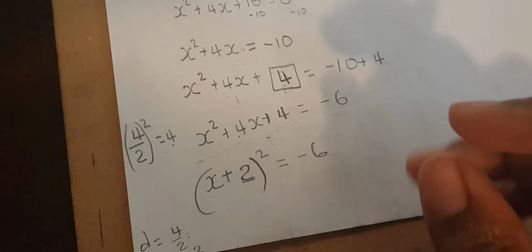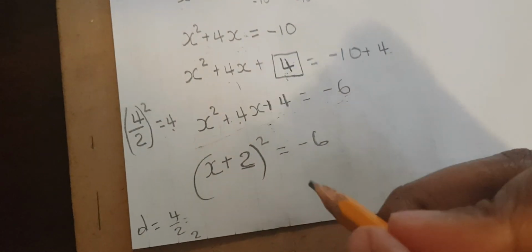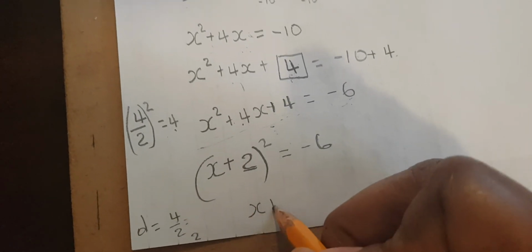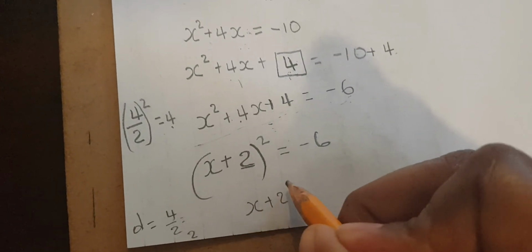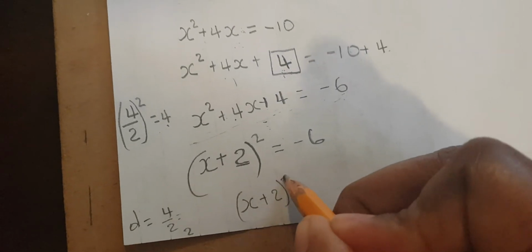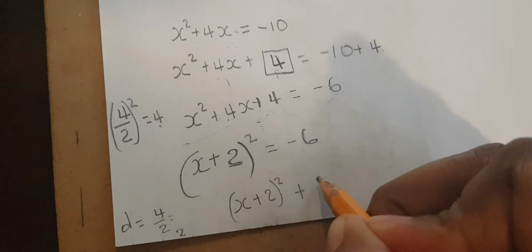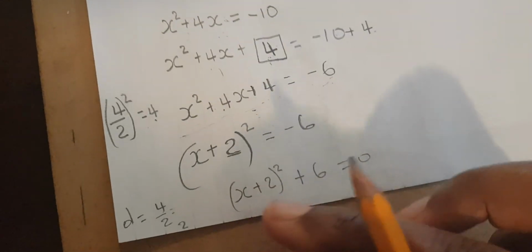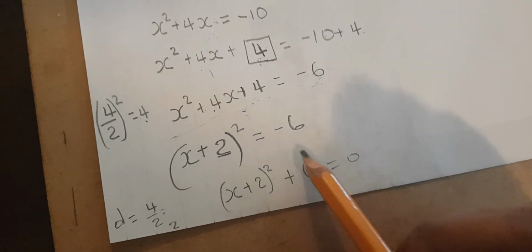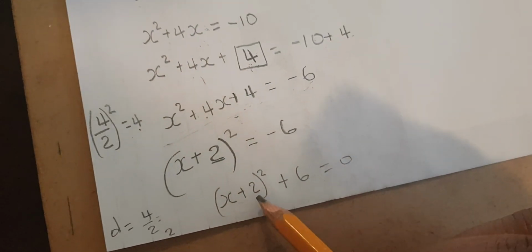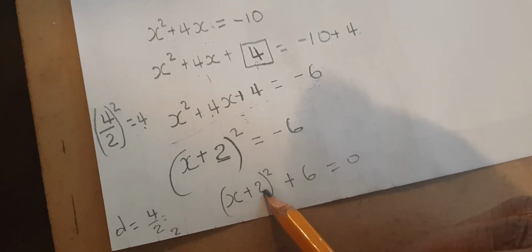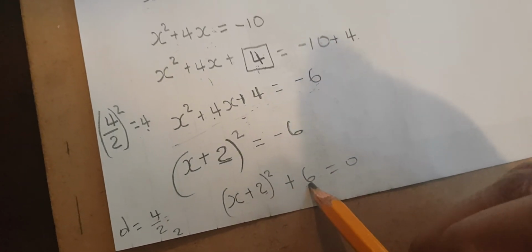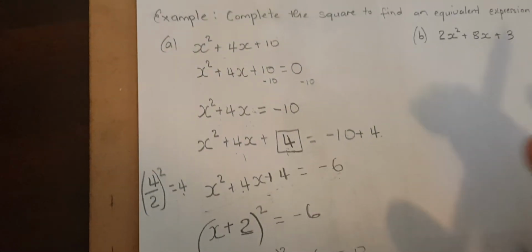All right, so we're going to put everything to one side. So we're going to just have x plus 2 all square plus 6. And you can leave it like that, equals 0. So right here we have it in vertex form. This is saying that the graph would shift to the left 2 units, and this plus 6 is saying the graph will also shift up 6 units. And that's how we would complete the square.